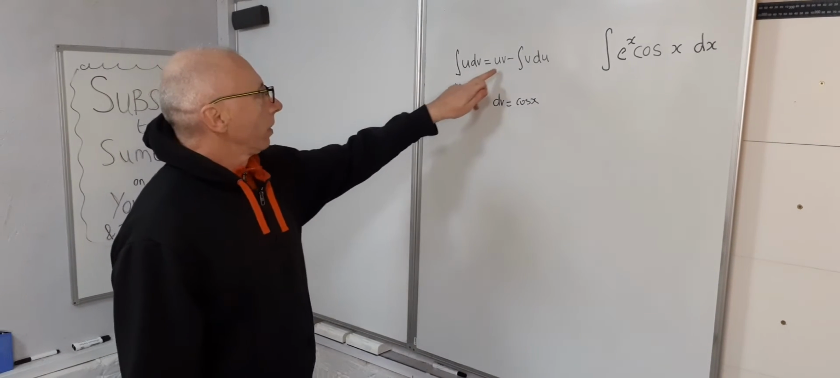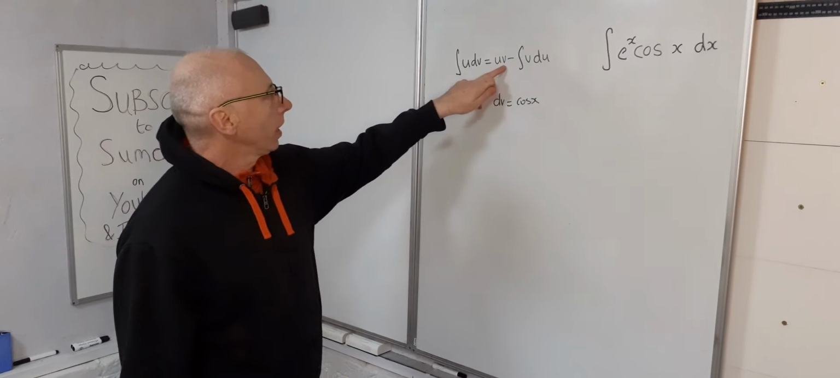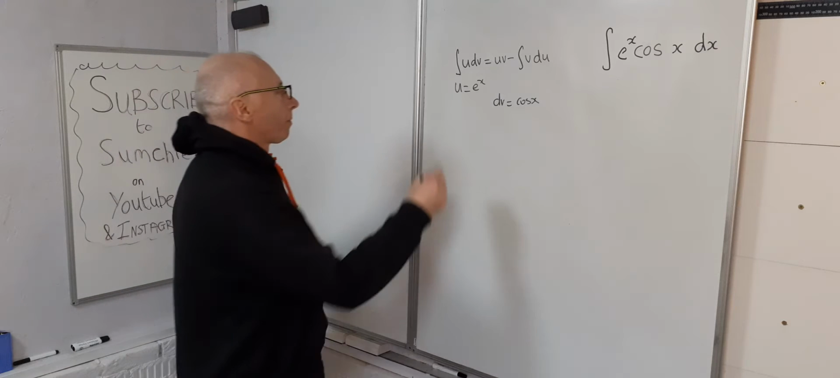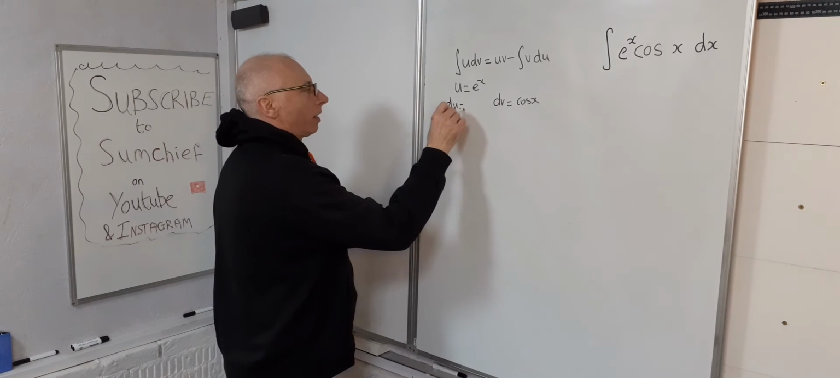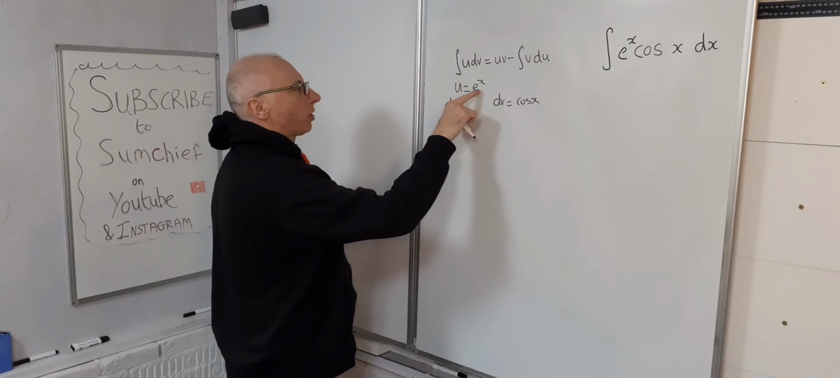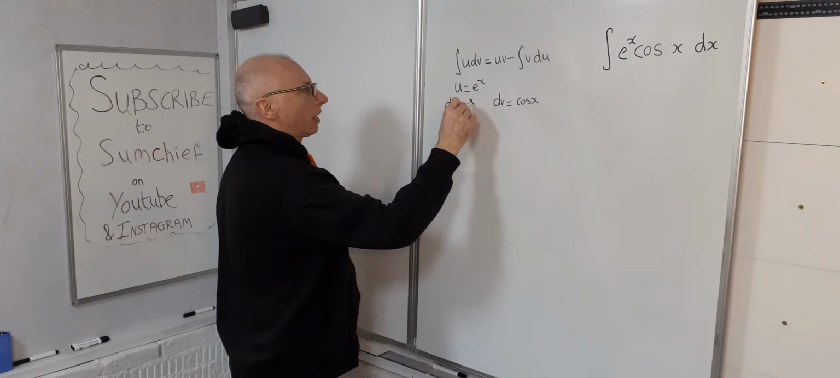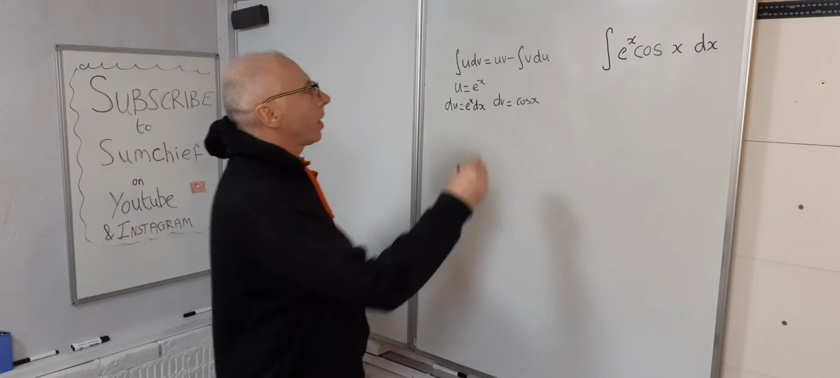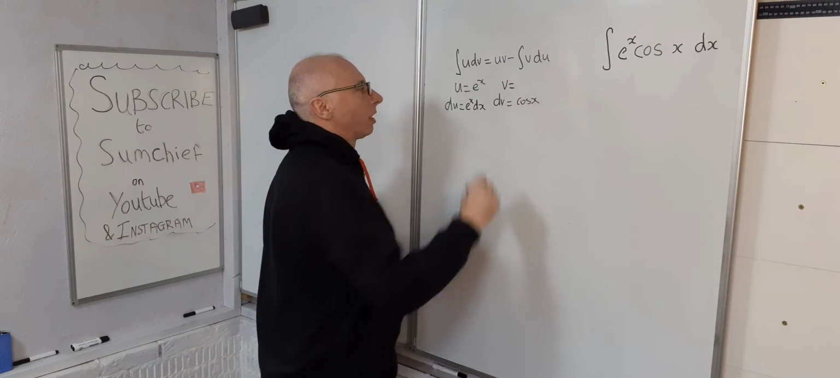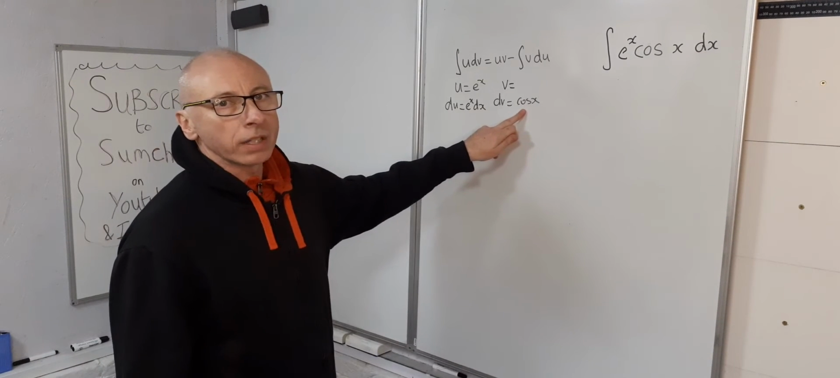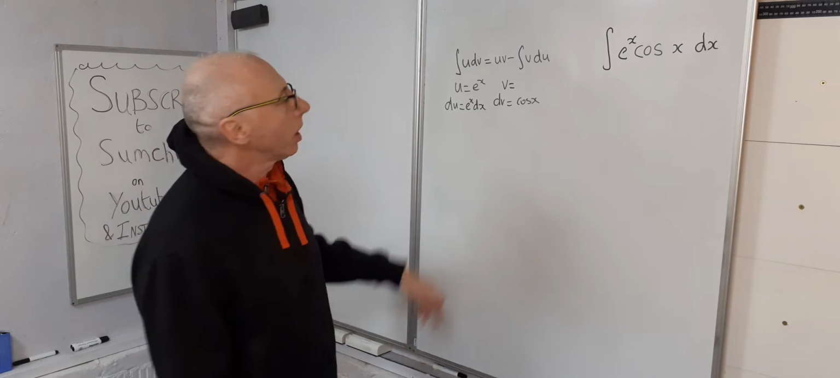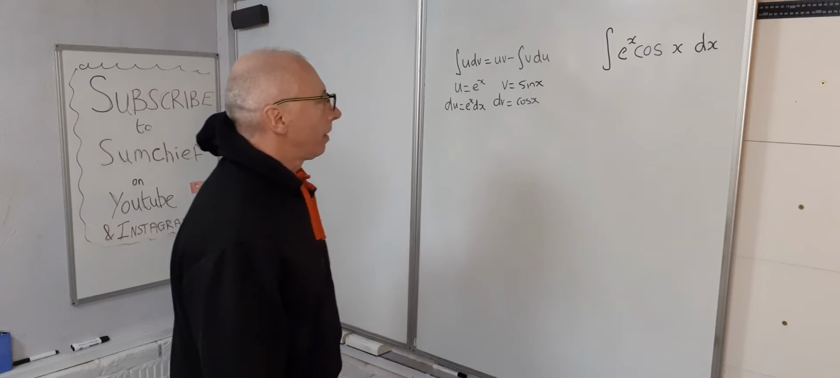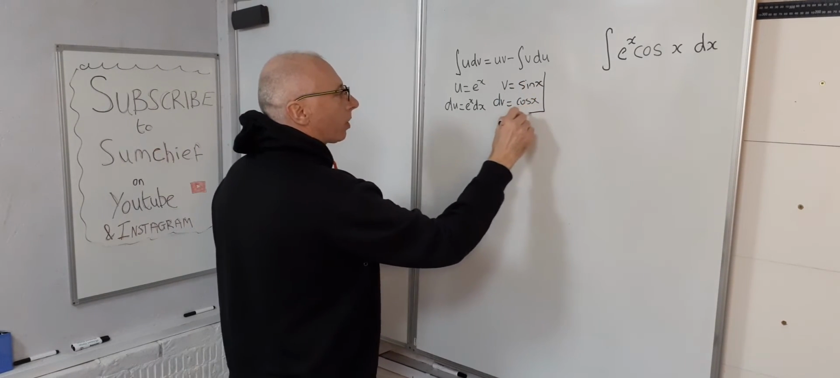Okay, now looking at this formula here, we need a v and a du. So straight off to the du, that's the differential of e to the x, which is still e to the x dx. That's straightforward. So now we need to find the v from the dv. So basically all we need to do now is integrate cosine of x, which we know is sine of x. So that takes care of that. So let's just put that in a box.